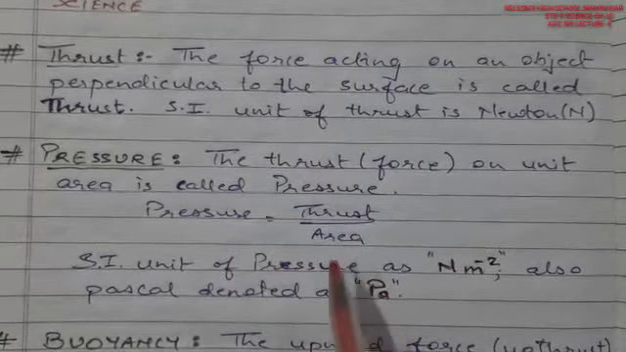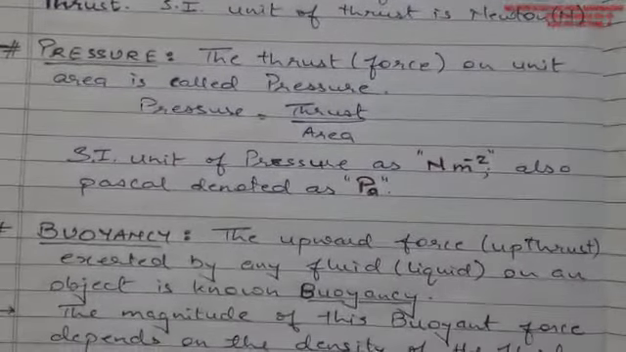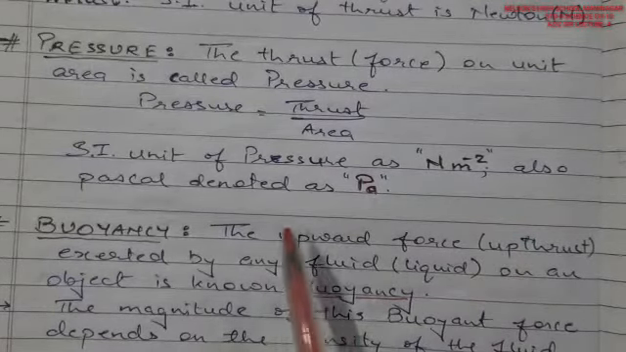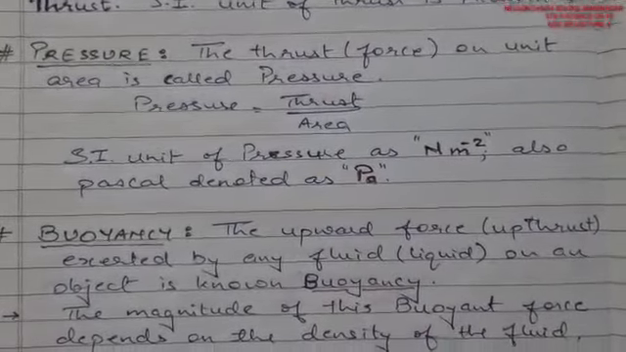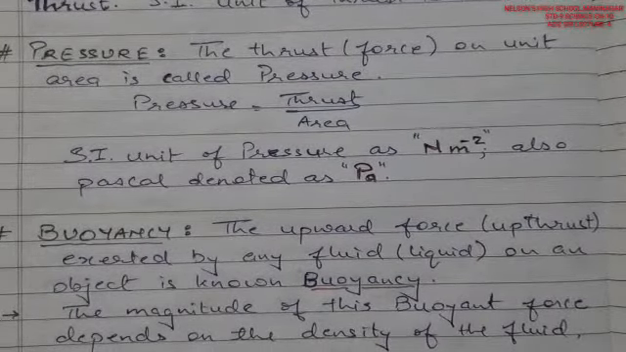So this is how pressure and thrust work. The unit of pressure is Newton per meter square, and that is denoted as Pascal in the SI unit system. Fine. The next topic after that is buoyancy.